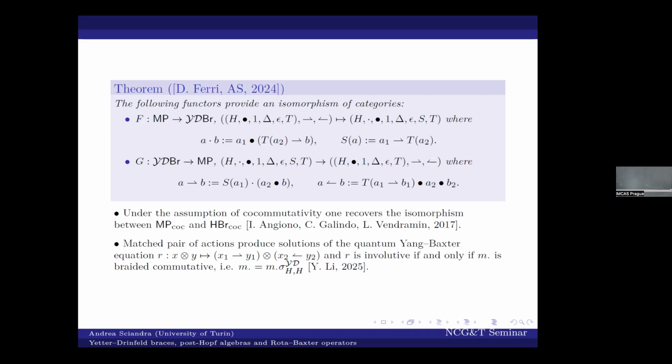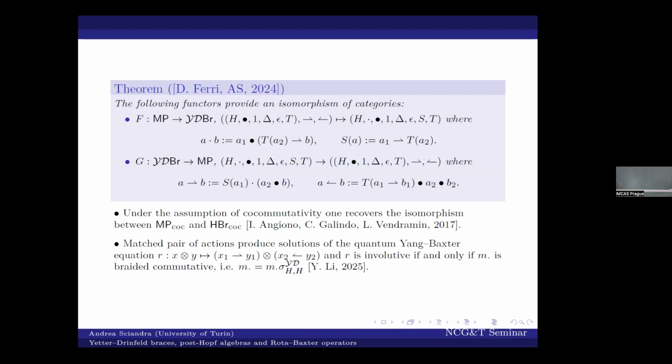Sorry, but you don't actually mean isomorphism. This is an isomorphism of categories. It's a genuine isomorphism, exactly an isomorphism. Yeah. It's an equivalence when you consider a one-cocycle, but if you consider a matched pair of actions, it is precisely an actual isomorphism.